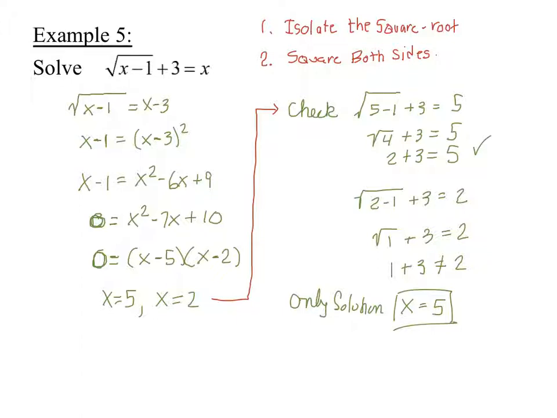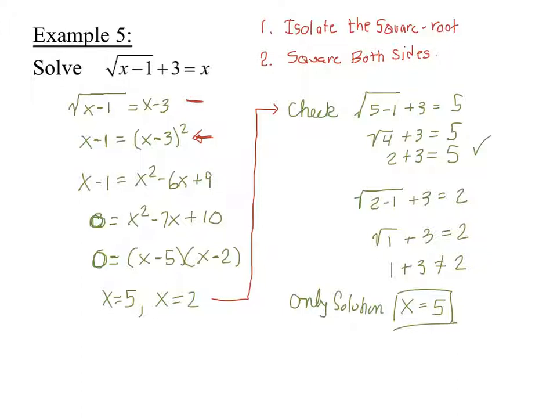So in this example, we have the square root of x minus 1, we've isolated it, is equal to x minus 3. We subtracted 3 from both sides of the equation. And so this is the first equation we did. The second equation then is we square both sides, and we get x minus 1 is equal to x minus 3 squared. Now we expand the right side of the equation, and we get x squared minus 6x plus 9, and we still have x minus 1.